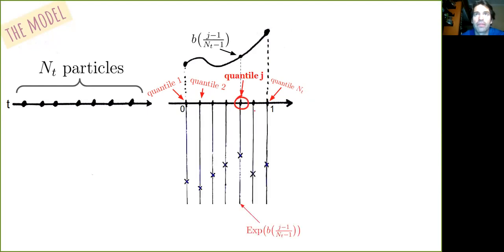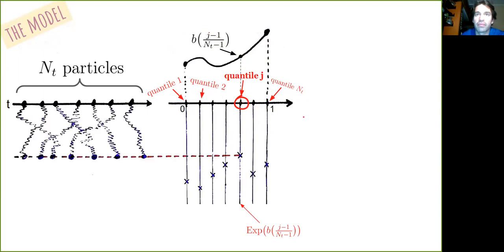Okay. So to each quantile, we attach an exponential random variable whose rate is given by the value that b takes in this point. The next step is to make the particles evolve as independent Brownians until the first clock rings, that in this case is the one associated to quantile j.